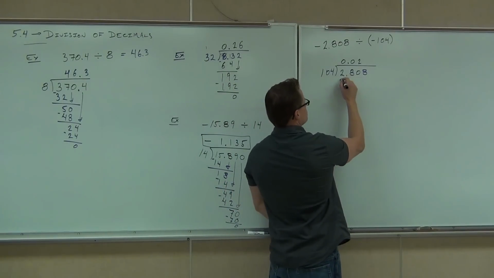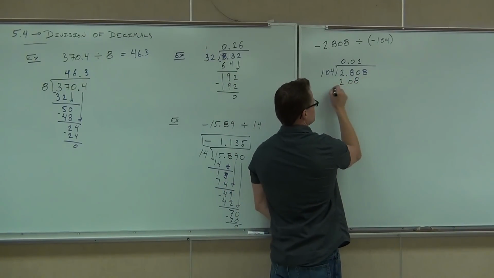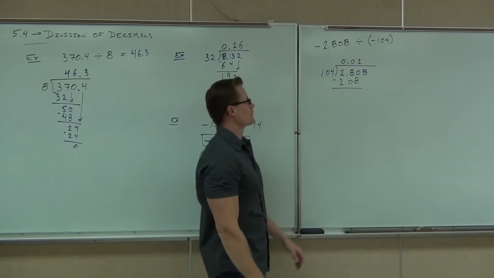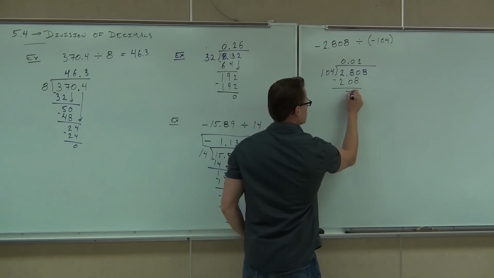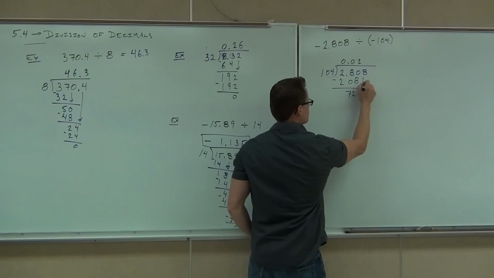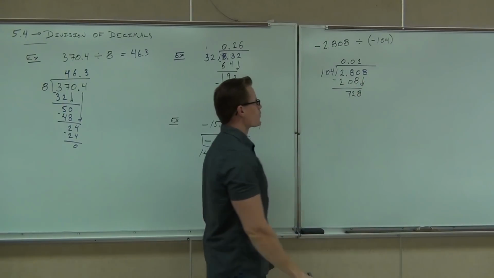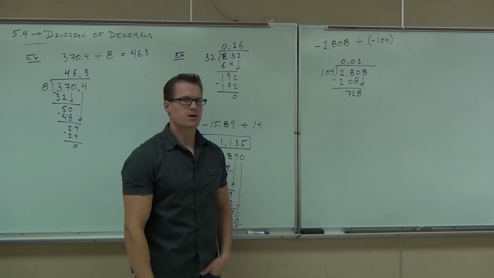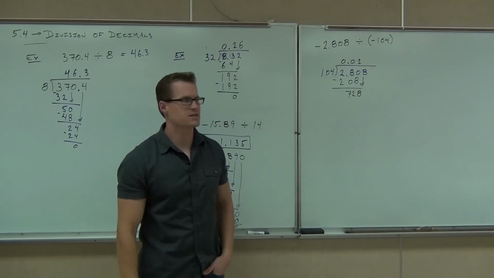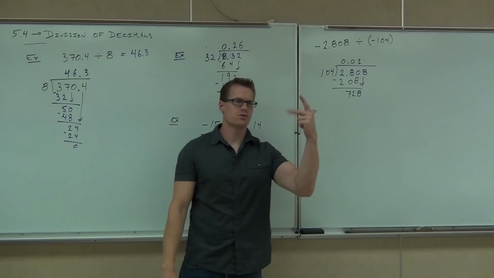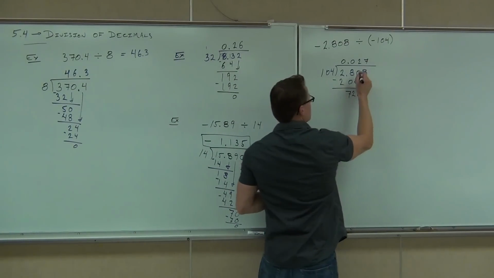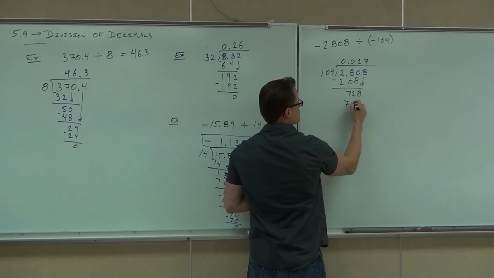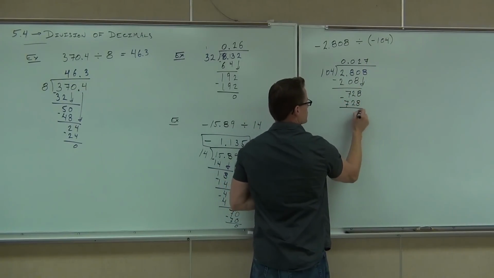We're going to get 208, 72. Bring down the 8, and we check 104 into 72. I'm guessing it probably goes in 7 times, because I'm estimating with 100. Go 1, 2, 3, 4, 5, 6, 700, probably 7 times. When we multiply, you get 728. We subtract, we get 0.